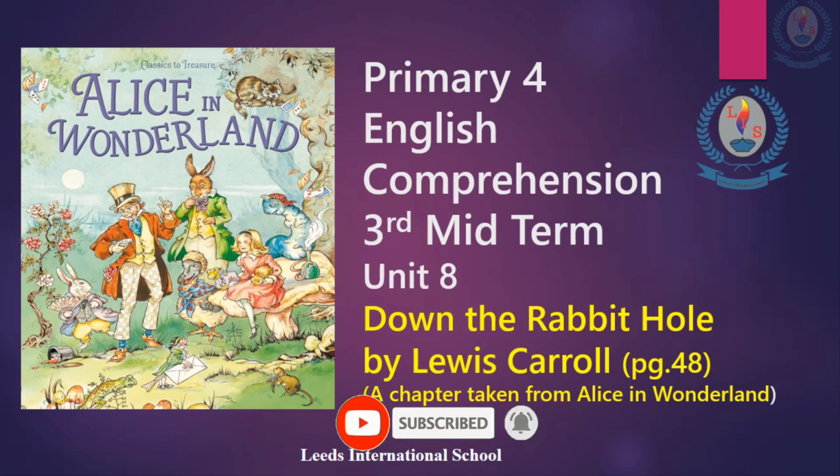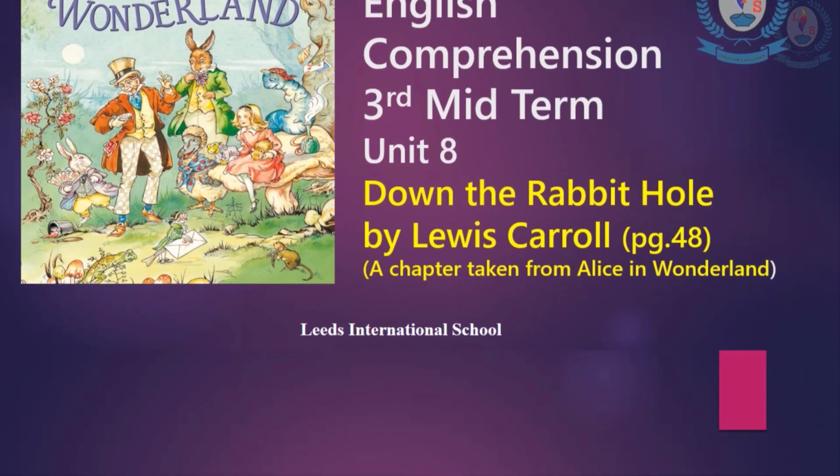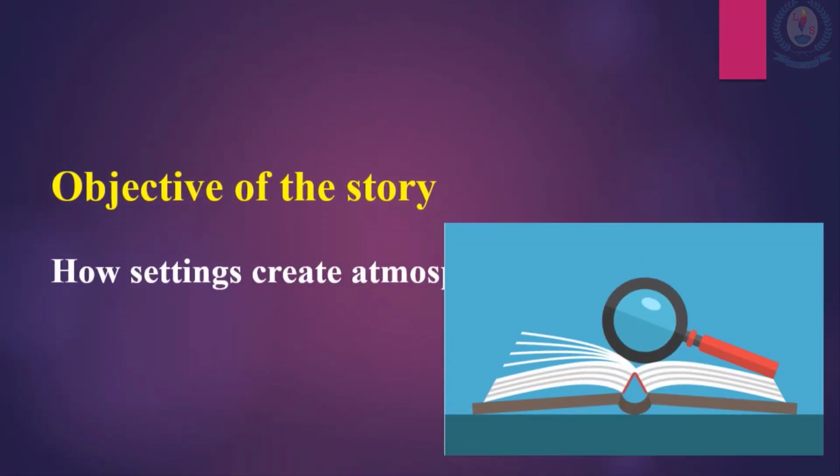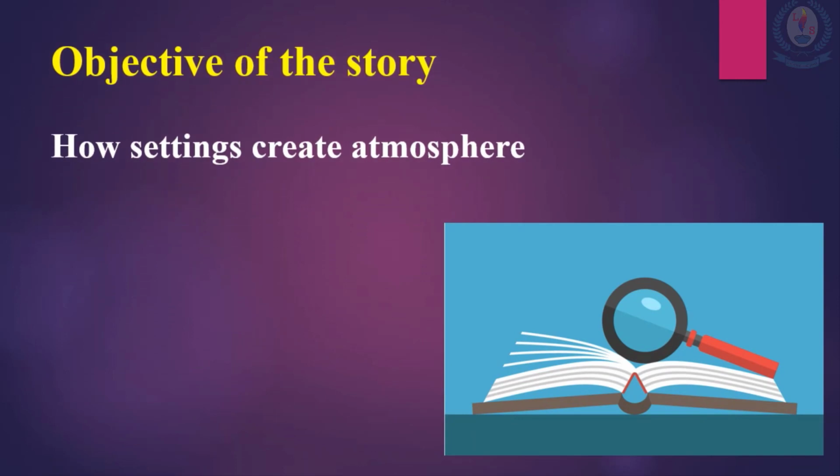Today we are going to do the second lesson of Unit 8, Down the Rabbit Hole by Lewis Carroll. Now take your English comprehension book and turn to page number 48. This is a chapter taken from Alice in Wonderland. The objective of the story: how settings create atmosphere.